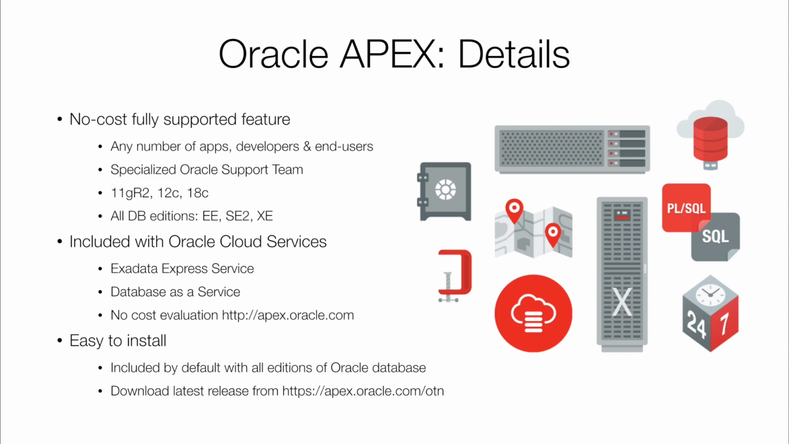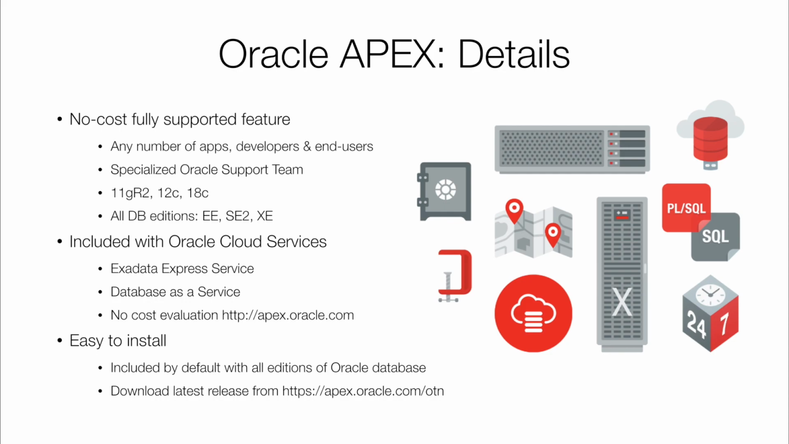And the latest release of Apex, that is Apex 19.1, runs on all database releases starting with 11g release 2. So older database versions are also able to run Apex, but then you need an older Apex version, right? As I said, Apex runs on all database editions, Enterprise Edition, Standard Edition, and Express Edition.